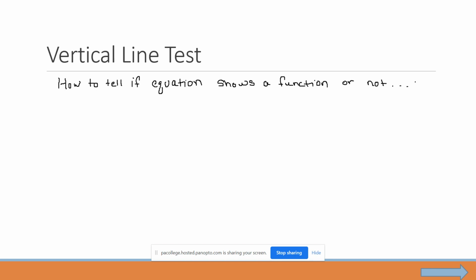So for me, there are 4 things that I look for, and if it has any of those 4, then it's not. So it's not going to be a function if it has, first thing, an even exponent on y.